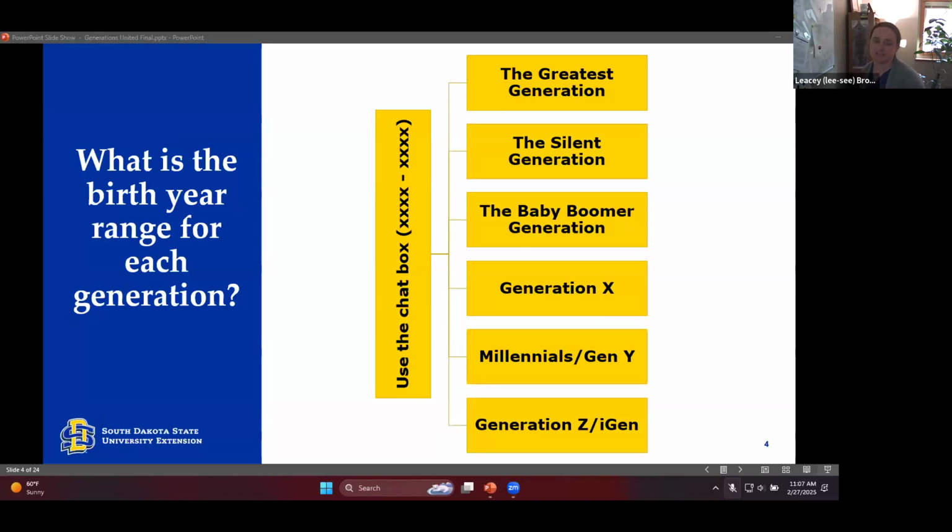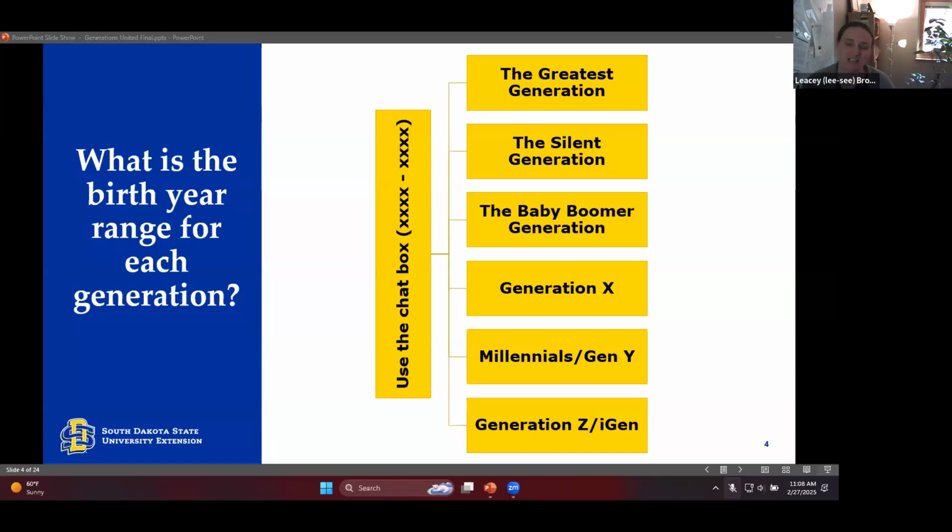Okay, let's move on to the silent generation. What are the birth years for the silent generation? Looks like we got another 1910 and 1925 for the greatest. So now we're on to the silent generation. What are the birth years? So we got 1928 to 1945, 1923 to 1946, and 1931 to 1945. 1925 to 1940.